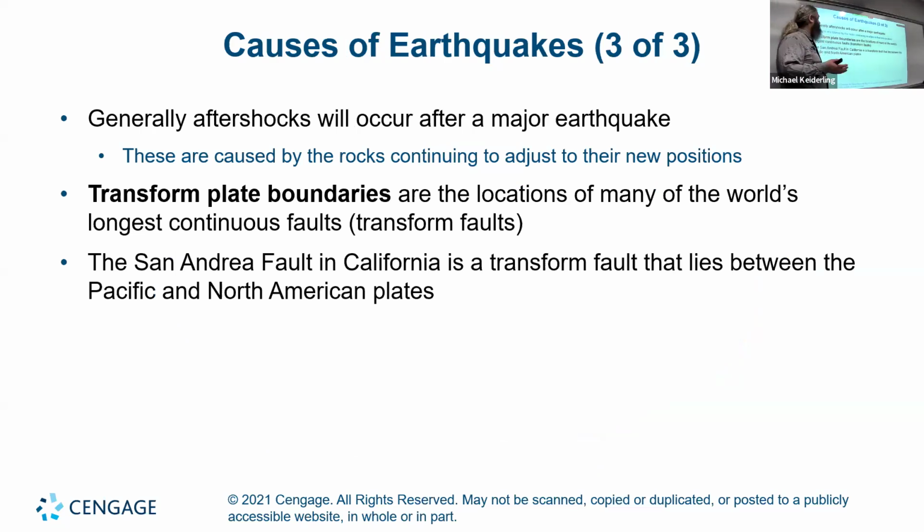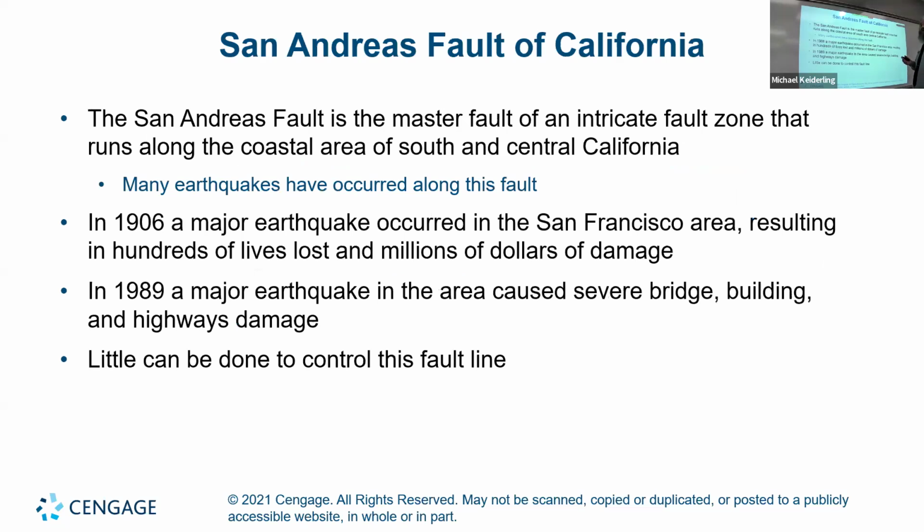Now, transform plate boundaries are where some of the world's largest continuous faults are. The San Andreas Fault in California is the transform fault that lies between the Pacific and North American plates, and is probably the most famous of these. But there are plenty of other ones, like there's one in Haiti, and other places as well. The San Andreas Fault in California is the master fault of an intricate fault zone that runs across the coastal area of South and Central California.